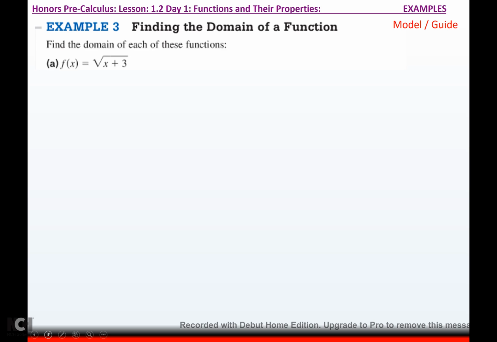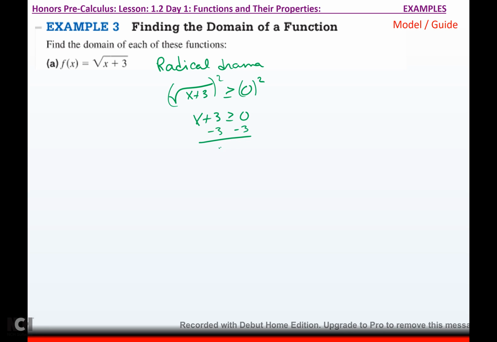Alright, so we look at this one. We have only radical drama. So I say, Mr. Radical, you must always stay positive. If I solve it, square both sides, I get x plus 3 greater than or equal to 0. So x has to be greater than or equal to -3, which on a number line says I can include -3 and everything to the right. So my domain starts at -3 and goes to infinity, and never put square brackets on infinity.